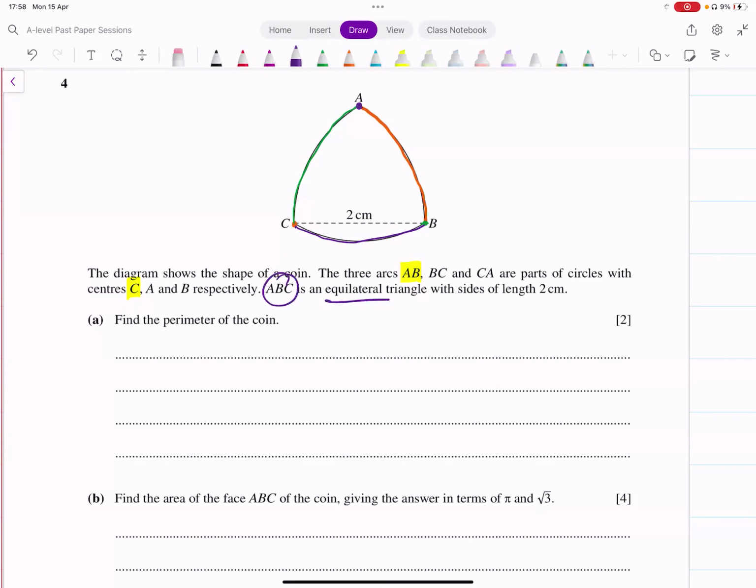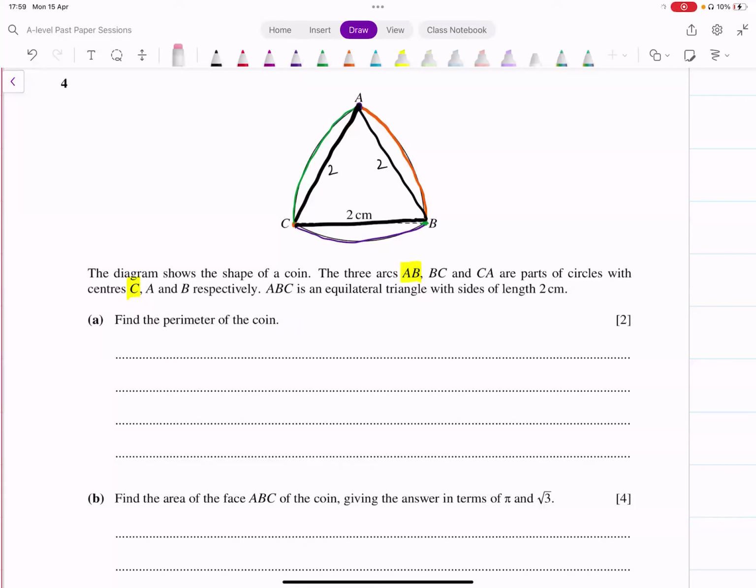ABC is an equilateral triangle with sides of length 2 centimeters. That means this triangle, A, B, and C, this is an equilateral triangle. What that means is all of these sides are equal. So this is also 2 centimeters, and this is also 2 centimeters. So the radius of all of those 3 arcs, that is the same. Okay. Now what we need to do is we need to find the perimeter of the coin.